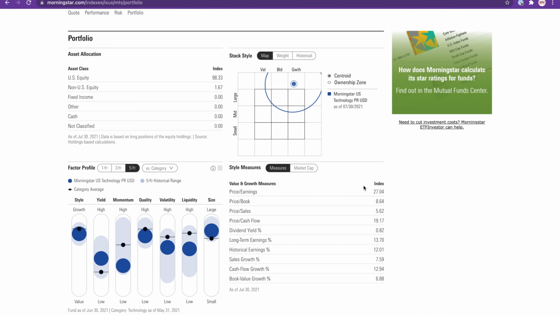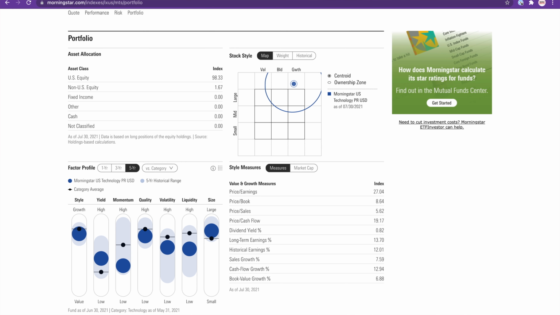All right, so here we have the price multiples for the technology sector index according to Morningstar. And the first thing we can see here is that the price to cash flow ratio for the entire index is 19.17. That basically means that investors are willing to pay $19 for every dollar of cash flow for these technology companies.